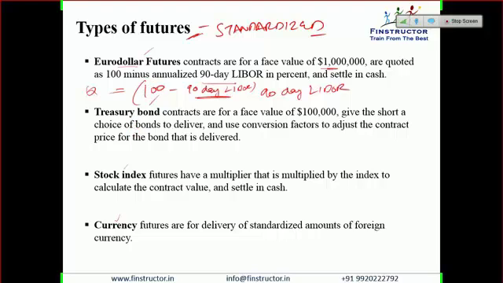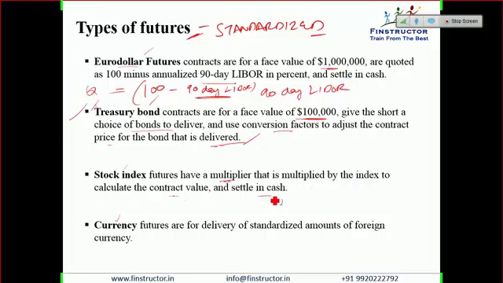Treasury bond contracts we'll study in more detail at level 2 and level 3. They are for a face value of 100,000 and give the short counterparty a choice of bonds to deliver, and they use conversion factors to adjust the contract price for the bond that is delivered. No need to understand the details of this right now at your level. Just remember that it gives the short a choice of bonds to deliver and uses conversion factors to adjust the contract price.